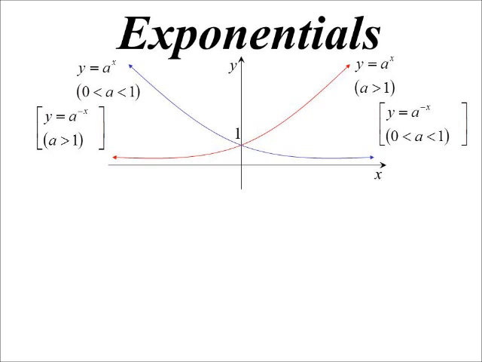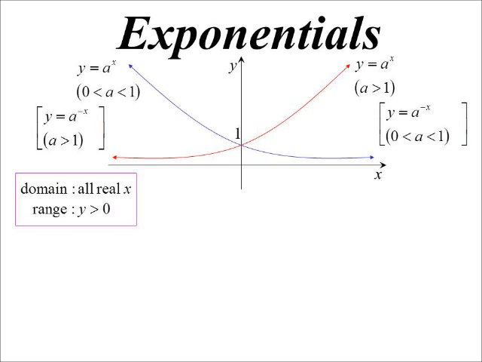So they're our basic ones. And of course, the one we're most interested in is e to the power of x. But e is around about 2.7. More about that in a sec. So domain, well, we can see it's all real x. It's a continuous graph. There are no breaks in it. The range is y is greater than 0.